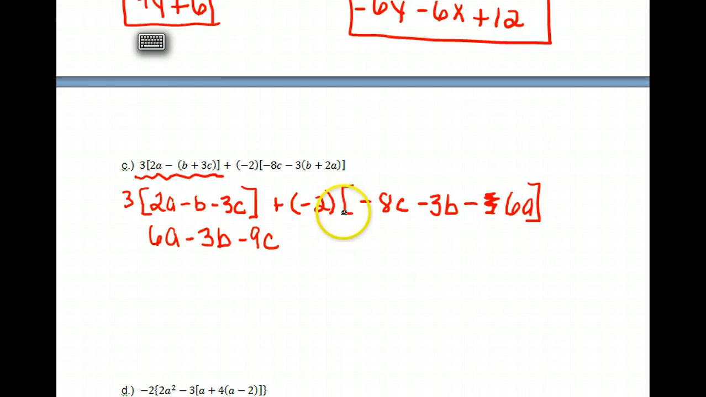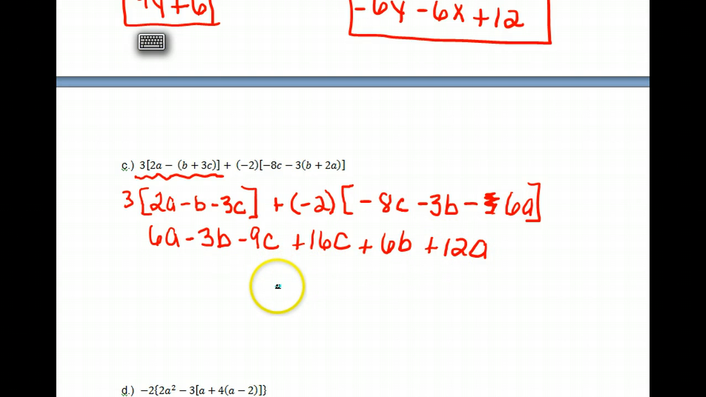On the next grouping symbol with the brackets, we will be distributing a negative 2. Negative 2 times negative 8c makes positive 16c. Negative 2 times negative 3b makes positive 6b. Negative 2 times negative 6a makes positive 12a.